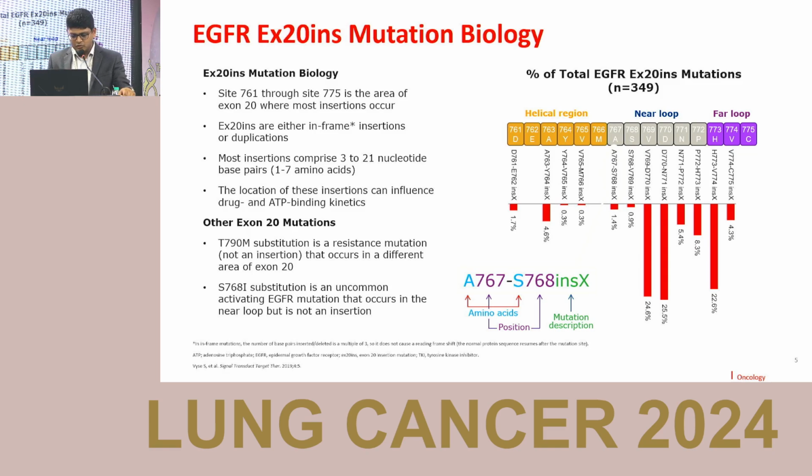You have some other exon 20 mutations, T790M, which we are all aware of. It is a resistance mutation, it is not an insertion, and it is different. The way it acts is different from what we see in exon 20 insertion mutation. Another uncommon exon 20 mutation is S768I. It is an activating EGFR mutation, and we see some conventional EGFR TKIs working in this mutation. So what we are talking about is exon 20 insertion mutation and not the other two exon 20 mutations.